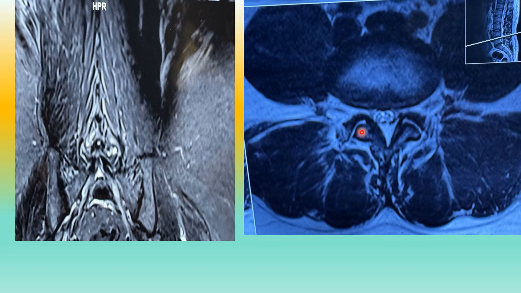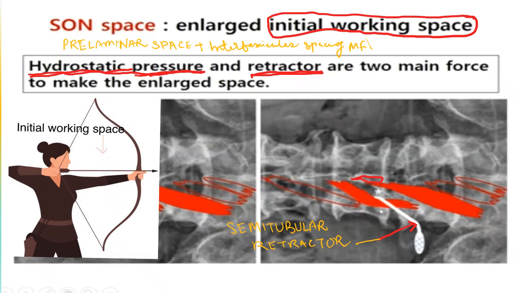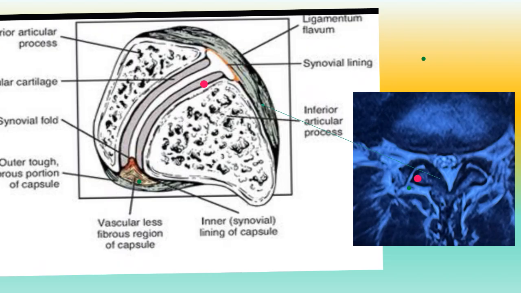This is the facet, and these are the multifidus. And through this fascicle, we reach there. You can see it on MRI also. There are multiple interfascicular spaces. Three or four tips of this multifidus muscle arise from the spinous process and then attach to a single mammillary process of the SAP. So this is how we enlarge this space.